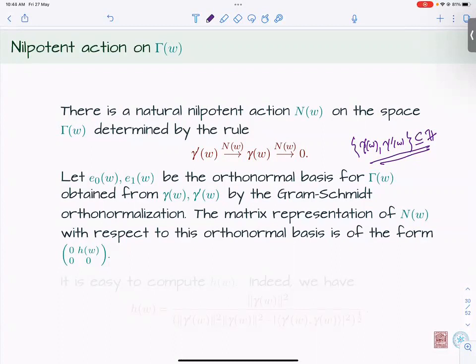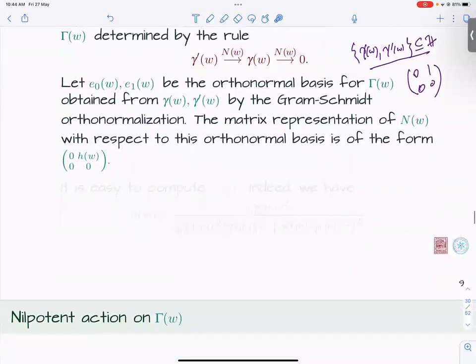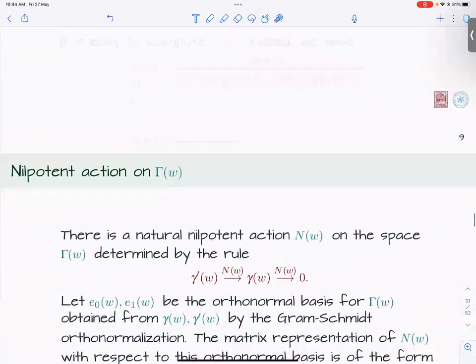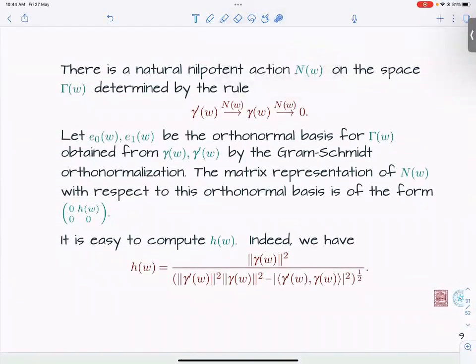You can simply say that if you take any two vectors like this and you do the Gram-Schmidt, if your original operator, which I have already told you, had to be of the form 0, 1, 0, 0, then it will become something of this form with respect to the orthonormalization. Now the main point is that little thing sitting in that corner. When you do this orthonormalization, what is this H omega? That again is a computation. If you do that computation, it will turn out that H of omega is exactly the norm square of gamma omega, the norm square of gamma prime omega, the norm square of gamma omega minus the absolute square of the inner product of gamma prime omega and gamma omega, to the power. This is a straightforward Gram-Schmidt orthonormalization.